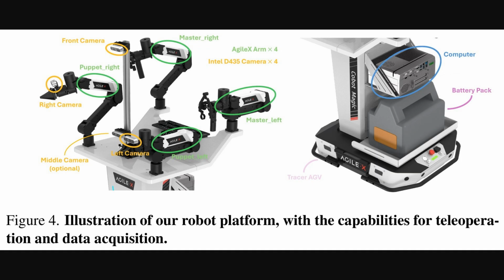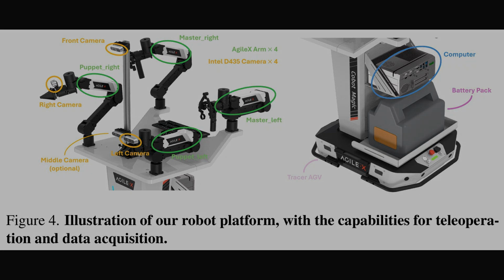And to collect that initial real-world data, and to ultimately test the final robot policies, the researchers use this physical hardware platform. This is the open-source Cobot Magic Robot. It's designed for teleoperation, which is where a human operator controls the robot remotely, almost like a puppet, to record expert demonstrations. You can see it has 4 Agilex arms in total, 2 master arms for the human to guide, and 2 puppet arms that perform the task. It's also equipped with 4 Intel D435 cameras to capture everything from multiple angles.